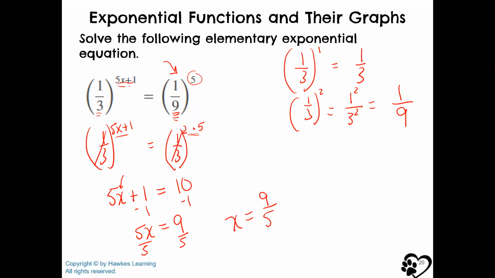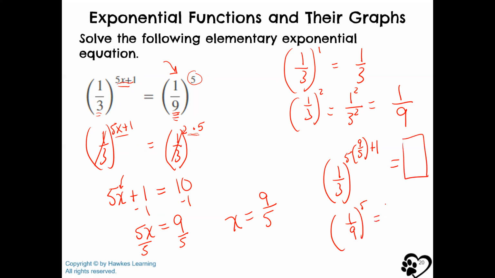And if I wanted to triple check, I could put that in my calculator. I could put 5 times 9/5 plus 1, figure out what that equals, and then put in my calculator 1/9 to the 5th power. And I bet you $1,000,000 those two numbers are the same. So I challenge you to check those.